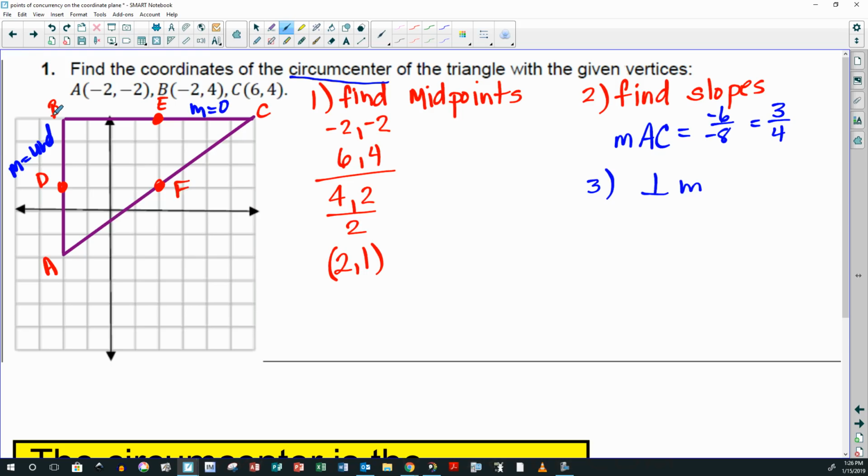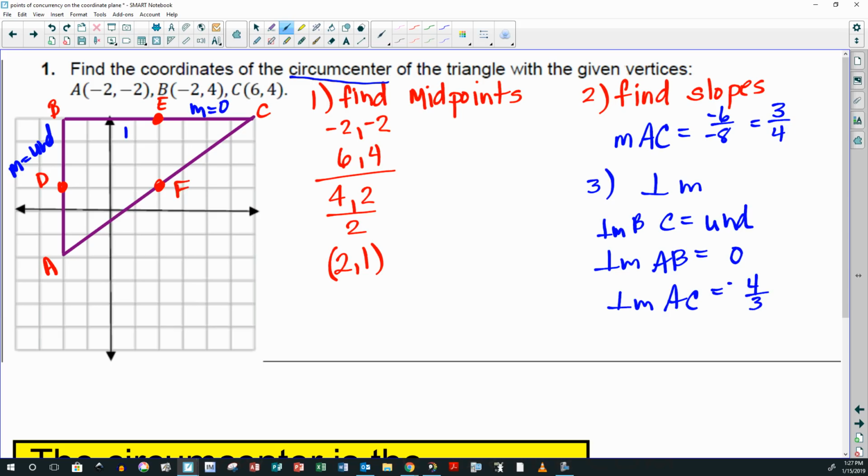So what's the perpendicular slope to BC? The perpendicular slope of BC is undefined. The perpendicular slope of AB is 0. The perpendicular slope of AC, flip it, 4/3, and opposite sign. So now we have our bisectors, which are our midpoints. We found our slopes so that we could get our perpendicular slopes.